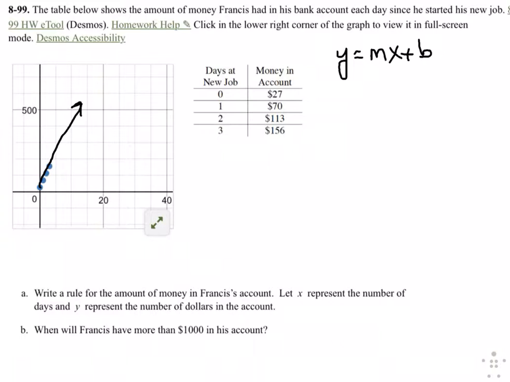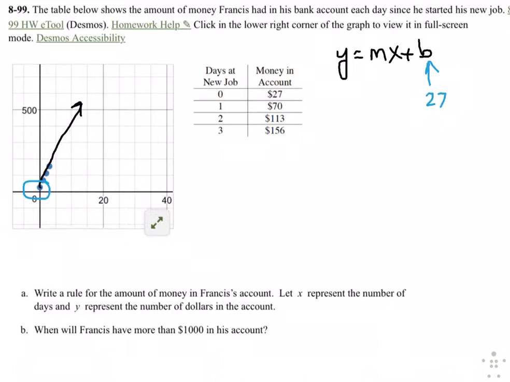Okay, so we know that in the form y equals mx plus b, b is the y-intercept, and we know the y-intercept because, luckily, one of the points right there is the y-intercept. So we know b is 27, right? That's where it intersects the y-axis. Now the slope, we could do a couple ways. We could do a slope triangle, right?